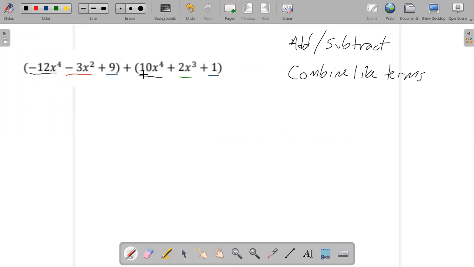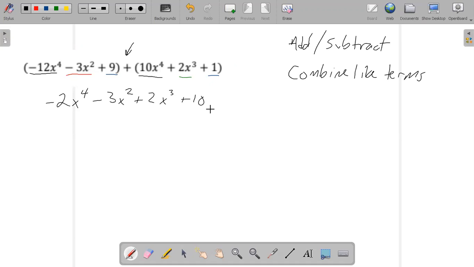So I take negative 12x to the fourth plus 10x to the fourth. There's nothing that I have to distribute here because that's a plus sign. A plus sign is no problem. We can basically pretend the parentheses don't exist and move on. So negative 12x plus 10 is going to be negative 2x to the fourth. Negative 3x squared and positive 2x to the third, those can't combine, so I'm just going to rewrite them like this. And then I've got 9 and 1, which gives me 10.